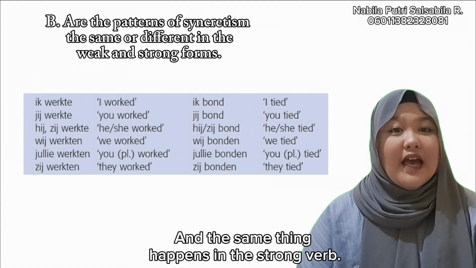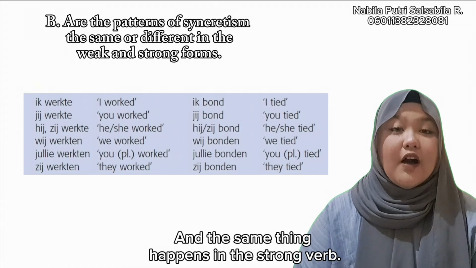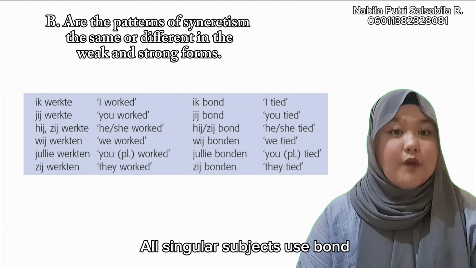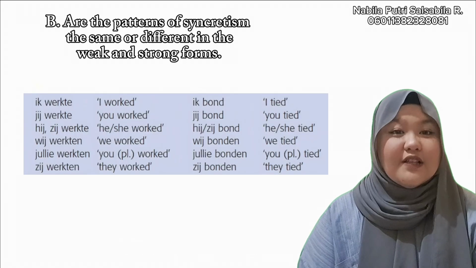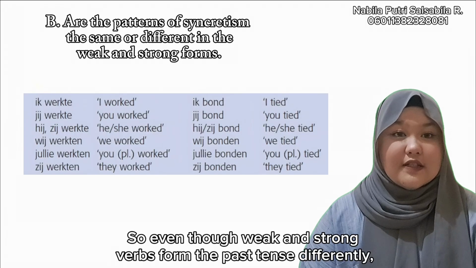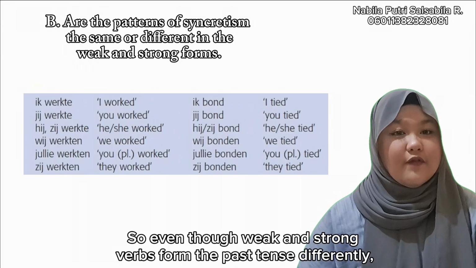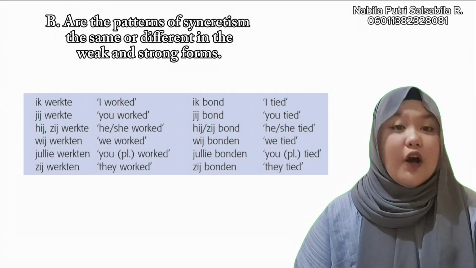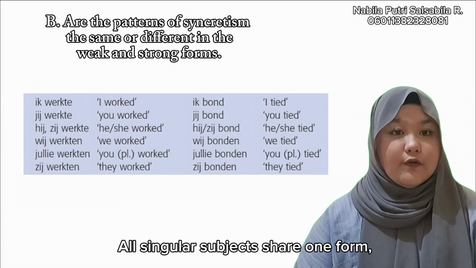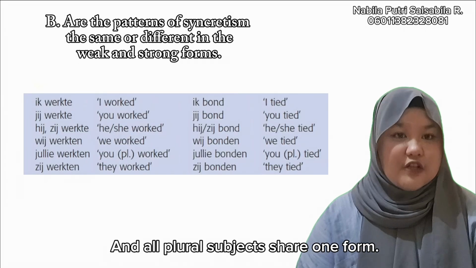And the same thing happens in the strong verb. All singular subjects use bond, and all plural subjects use bonden. So, even though weak and strong verbs form the past tense differently, the syncretism pattern is the same. All singular subjects share one form, and all plural subjects share one form.